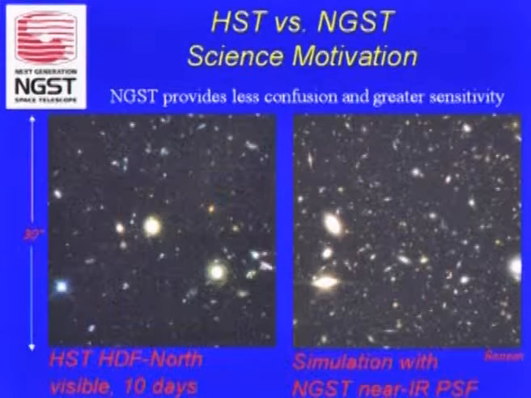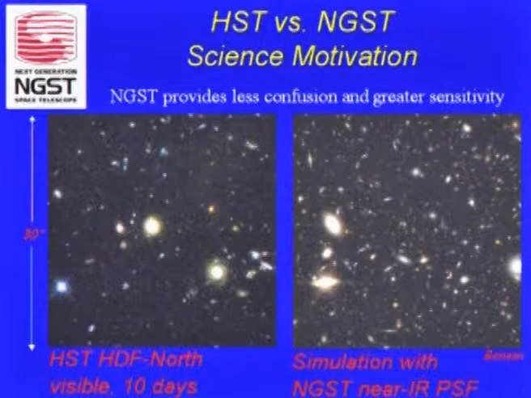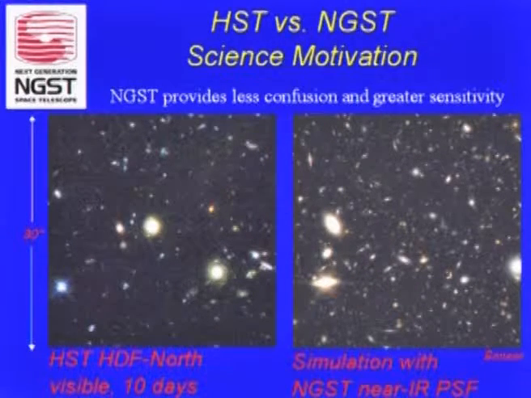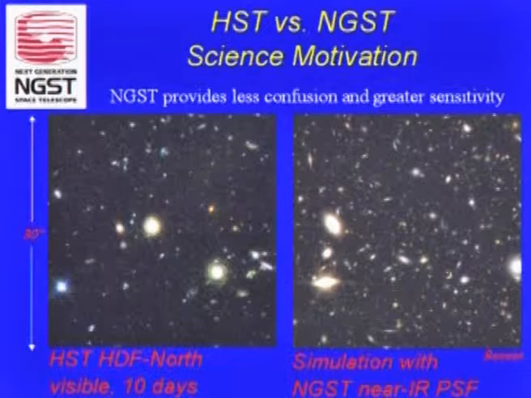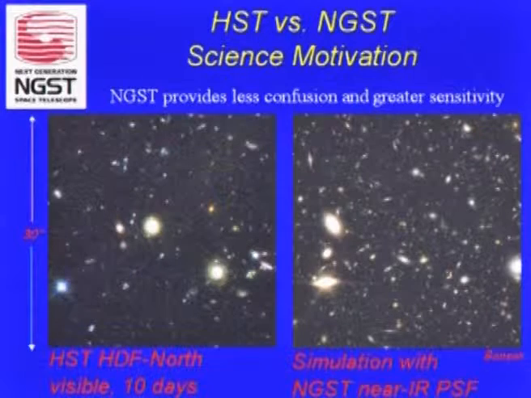All right, so the punchline with NGST is that we want to see deeper into space. In a given amount of integration time, we want to see fainter objects and thus older objects. So this slide pretty much sums it all up. I could end it all right now if you like.